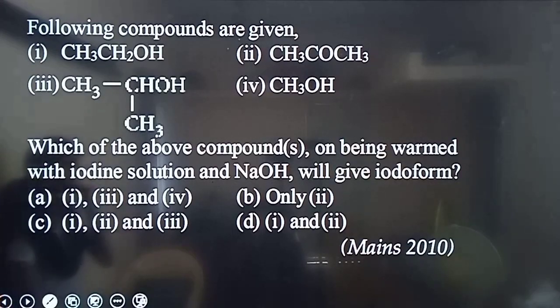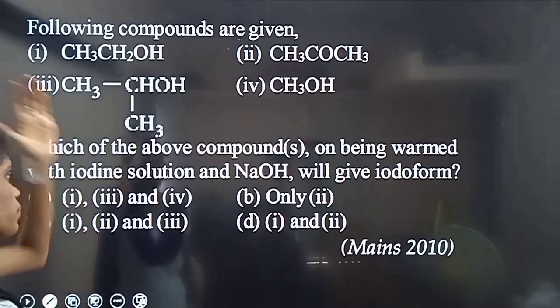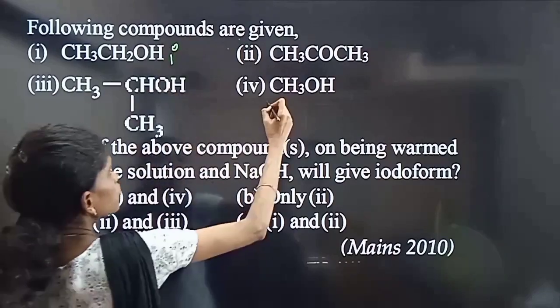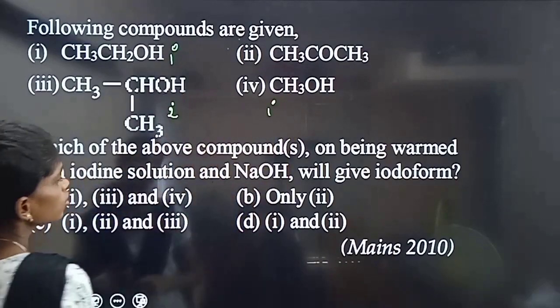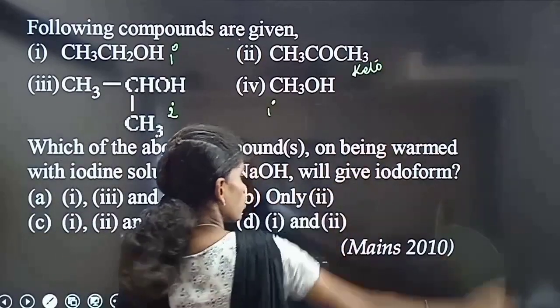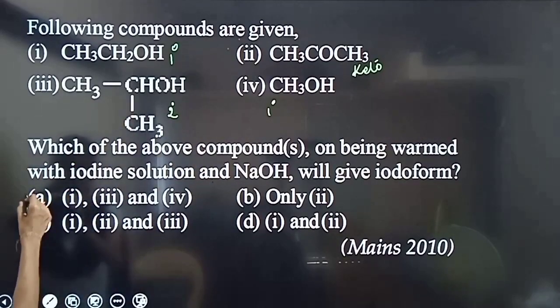Following compounds are given. Which of the following compounds, when treated with iodine solution and sodium hydroxide, will give the iodoform test? Will give iodoform. Okay. So this is the primary alcohol, secondary alcohol. இது வந்துட்டு ketone. So பார்த்தீங்கன்னா 1, 3 and 4, and so option A is the right answer.